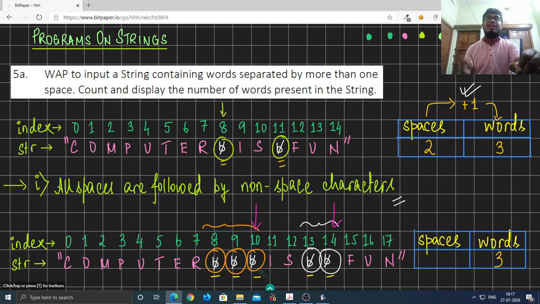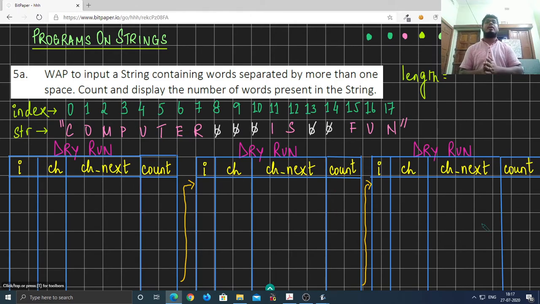And if we count these kinds of spaces, then the total number of spaces would turn out to be 2, and adding 1 to that, we will get back the number of words that are present in the string. All right. Now that we have understood what our objective is, what kind of space we want to calculate, let us try to understand it with the help of a diagram.